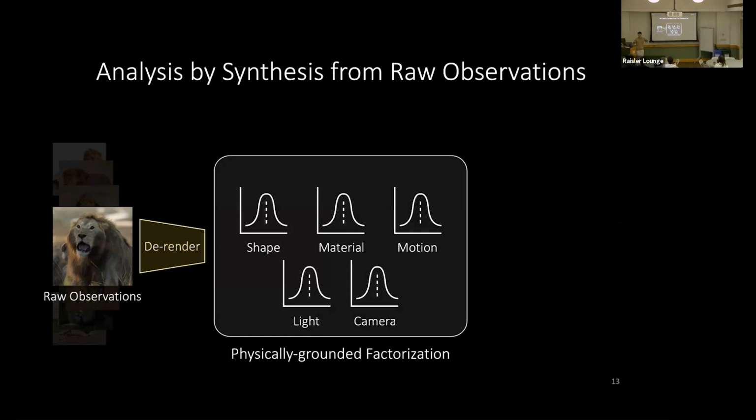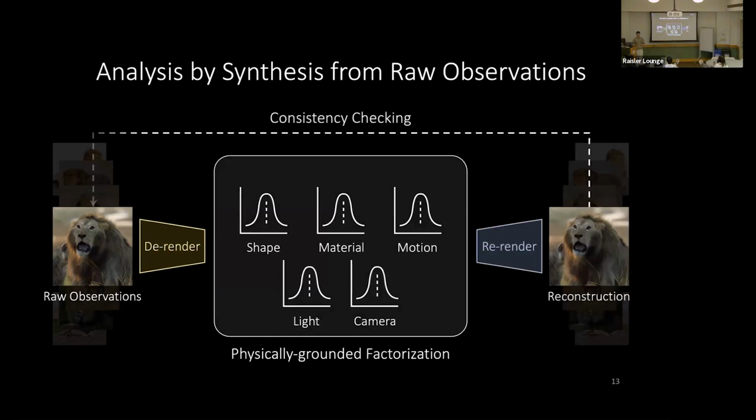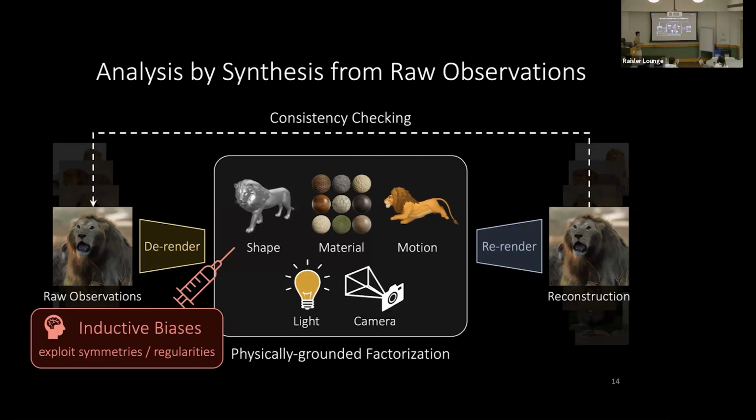So now with this knowledge about the world, we can start to explain the observations we have. In this analysis by synthesis framework, we can try to recover these underlying structured, disentangled representations by explaining the observed images. The way to give rise to these internal representations without annotation would be to exploit the symmetries and regularities we know about the world. And this is the framework that I've been working on over the past few years.